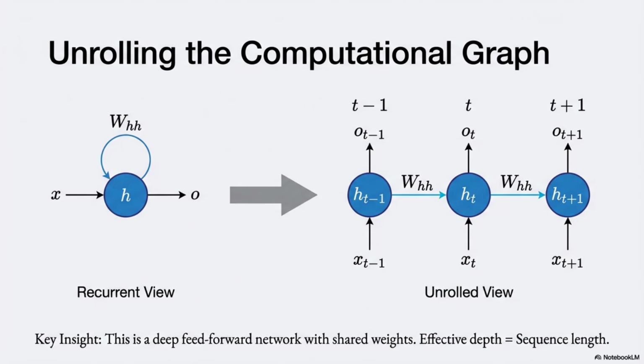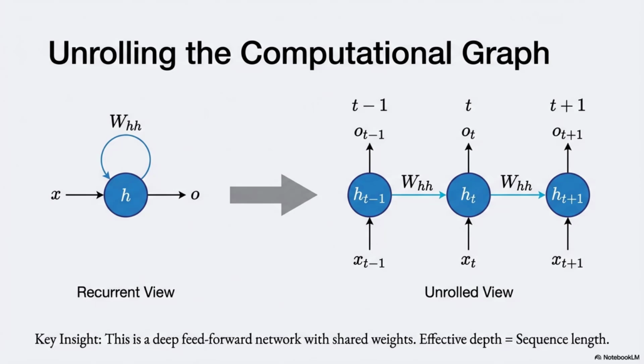Okay, so if an RNN is just a deep network with shared weights, that gives us a huge clue about how to train it. We can use our old friend backpropagation with a slight twist. The process is called backpropagation through time, or BPTT, and it works exactly like you'd expect. First, you take your network and you unroll it for the entire sequence, just like we saw.